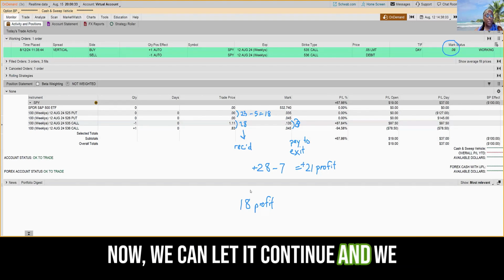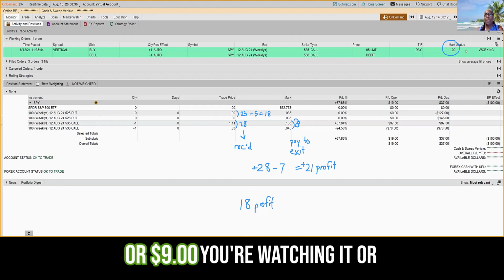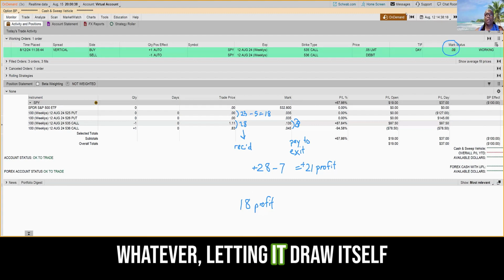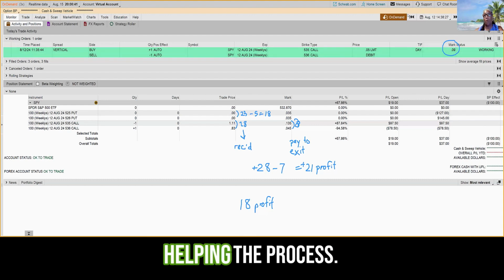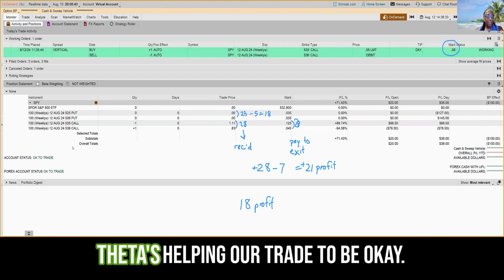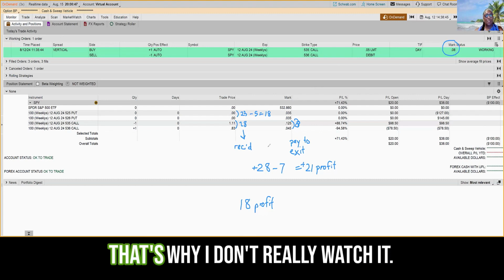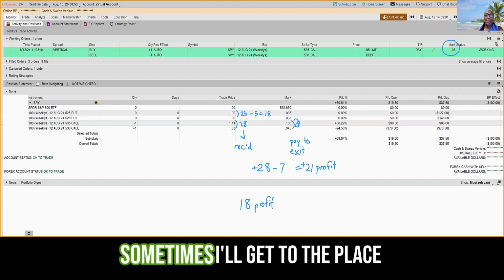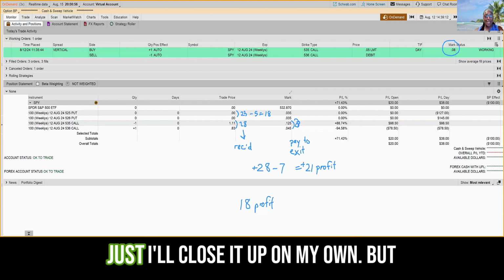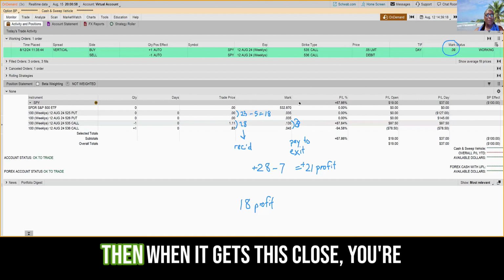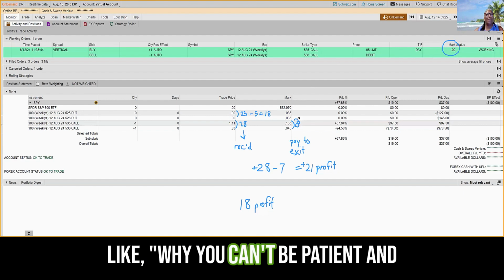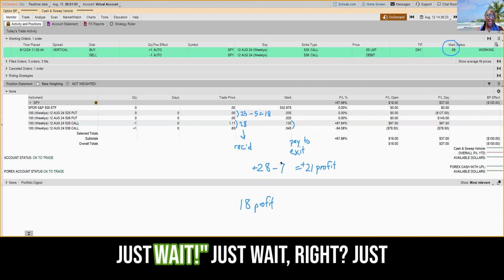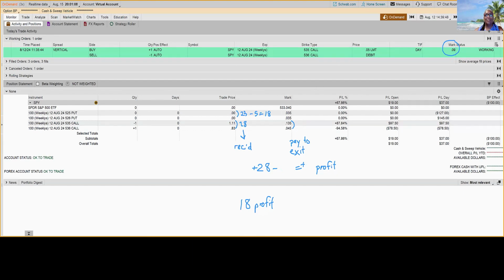Now we can let it continue, and we should if we're close enough, $8, $9, watching it or whatever, letting it draw itself down. Theta right now is definitely helping the process. Theta's helping our trade to be okay. Now, what I don't like, of course, is that's why I don't really watch it, to see it just dance around. And sometimes I'll get to the place where I'm like, oh, forget it, and I close it on my own. But then when it gets this close, you're like, why can't you be patient and just wait? Just wait, right? Just wait.